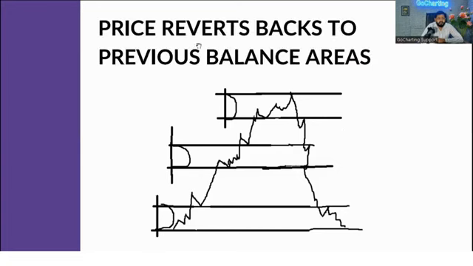Now, price often reverts back to previous balance areas, right? So when you see an up move or down move, when the price is reverting back, you will see the same kind of behavior in the previous balance area. So for example, this was our balance area and the price has traveled above this value area, gone here. Now here it has again made a balance.